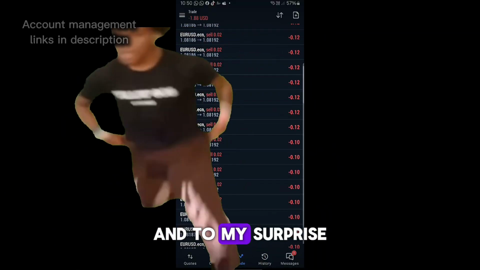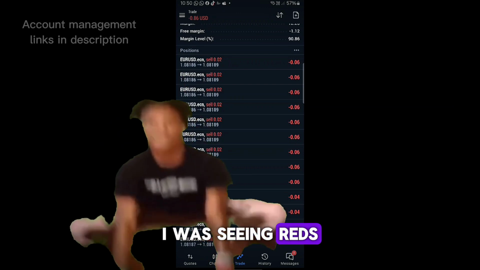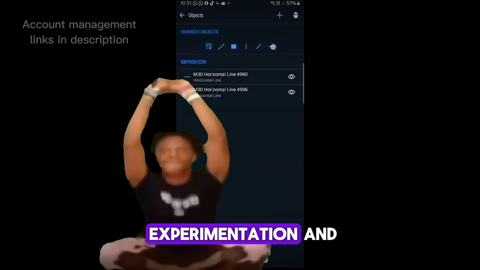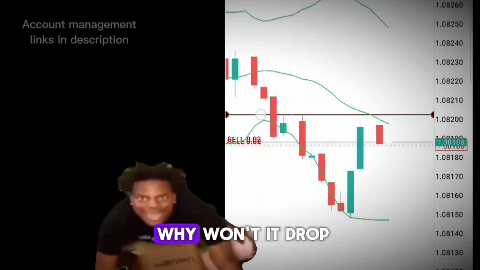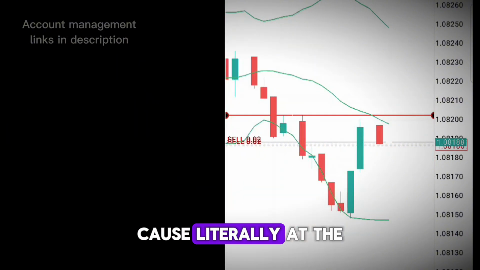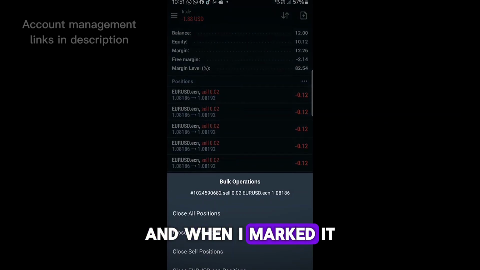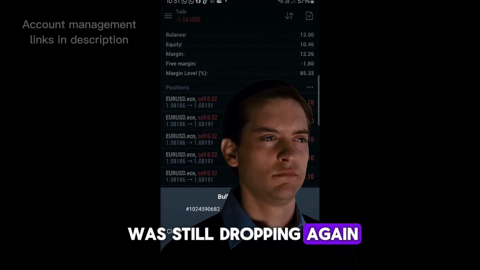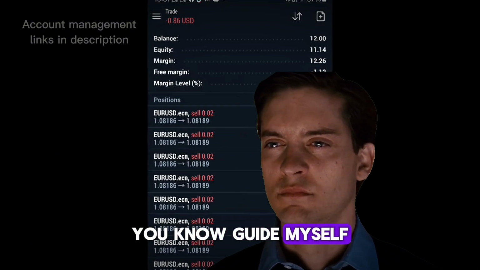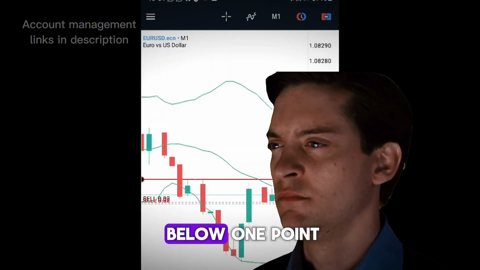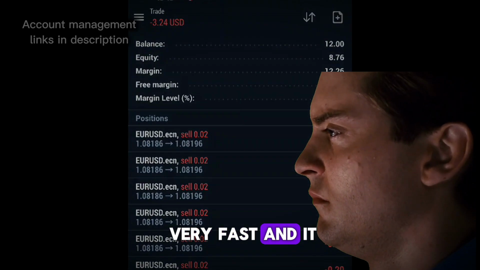And to my surprise, I was seeing reds, bro. I was seeing reds, but this is all experimentation, and I was expecting it to drop. I don't care, because why won't it drop? It was literally at the middle at that point there. That was why I was marking it. And when I marked it, I saw that it was still dropping again. And this was when I started to guide myself, waiting for it to go below 1 point so I could close very fast. And it was going.